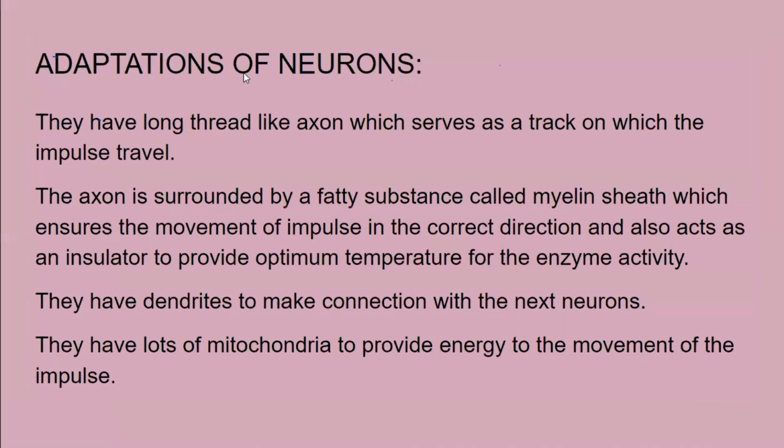Now we will see the adaptations of the neurons. What is the meaning of adaptation? How something is suited well to its function, what special features it has. The special features of something is called adaptation, to which it is best suited to its function. So what are the adaptations of sensory and motor neurons? They have long thread-like axons, which are acting as a track on which the impulse, the free mobile sodium and potassium ions, travel. The axons are surrounded by the fatty substance called myelin sheath, which ensures the movement of the impulse in the correct direction and also acts as an insulator to provide optimum temperature for the enzyme activity.